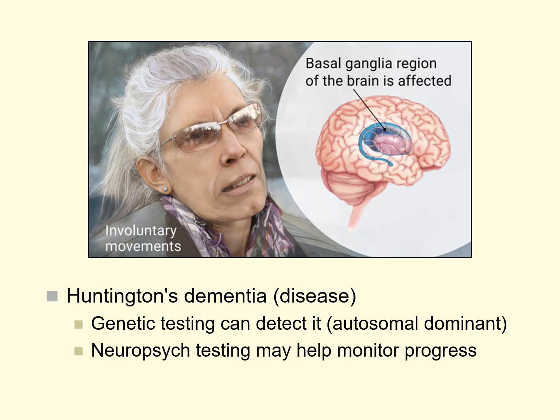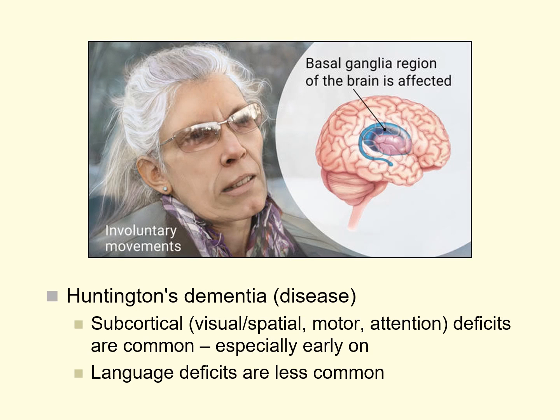Again, the RBANS is repeatable at least up to 4 times before you'd have to start recycling versions of the test, and so you might administer the RBANS across 4 years of time to track the progress or the loss of abilities in these different areas. In the case of Huntington's disease, we see subcortical deficits that are fairly common early on. So losses occur in subcortical areas like visual, spatial, and motor and attention typically first, and then later on language.